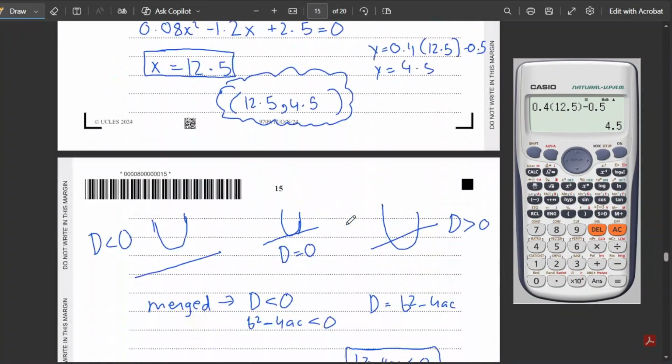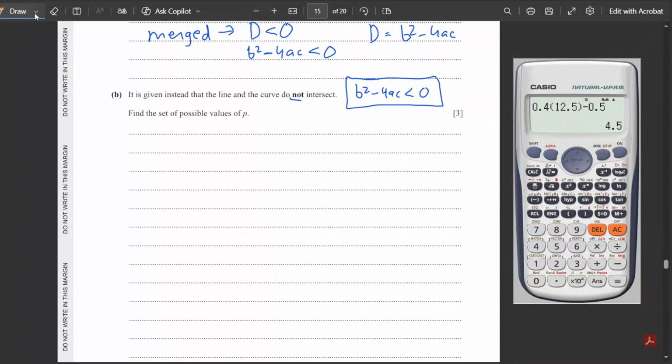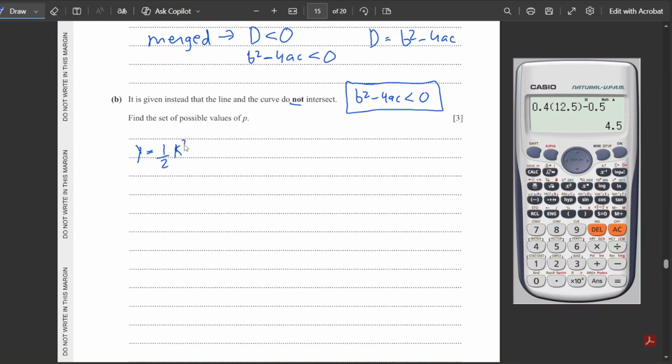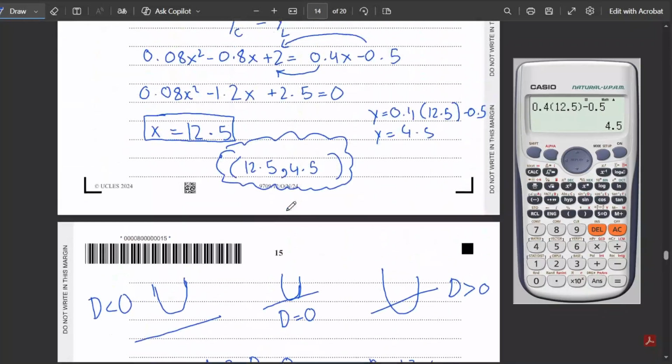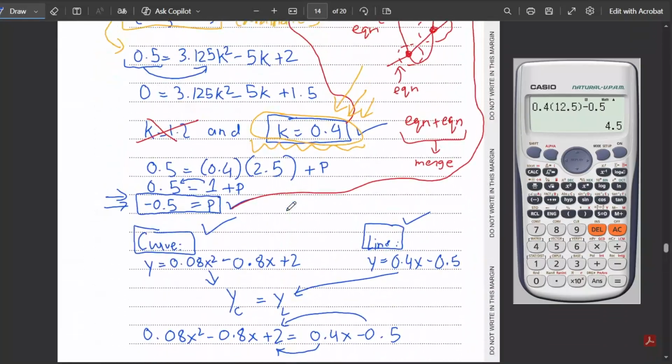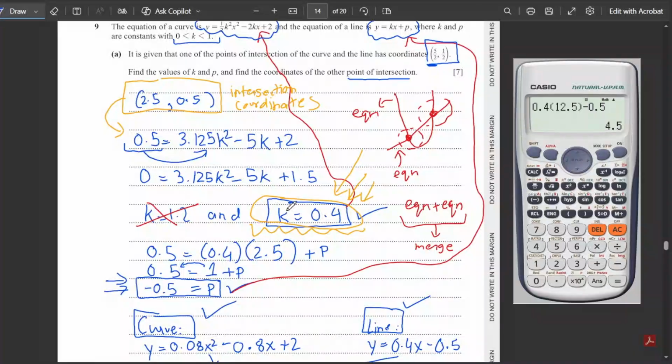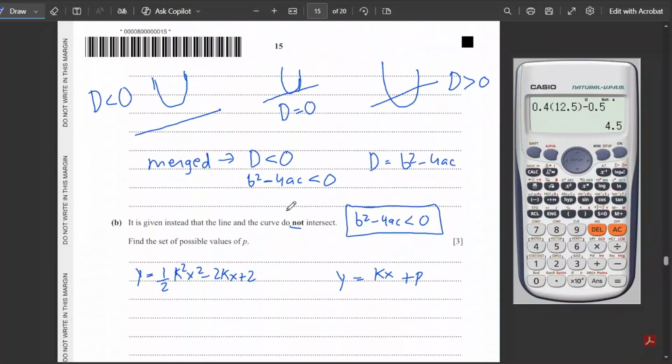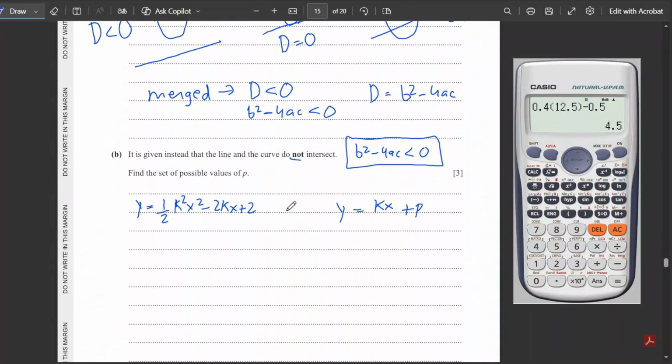Therefore, what I have is the starting point where my curve equation is simply going to be y equals 1 by 2 k squared x squared minus 2kx plus 2, and my line equation is going to be kx plus p. Let me just check if these equations are correct. So plus p and minus 2kx plus 2. Okay, so they're correct. Now we have to create their merged equation again.